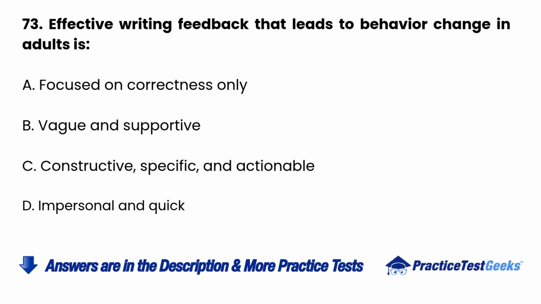73. Effective writing feedback that leads to behavior change in adults is A. Focused on correctness only. B. Vague and supportive. C. Constructive, specific, and actionable. D. Impersonal and quick.